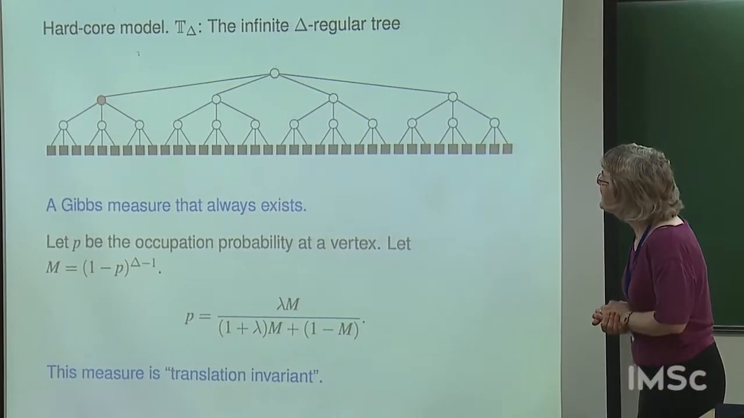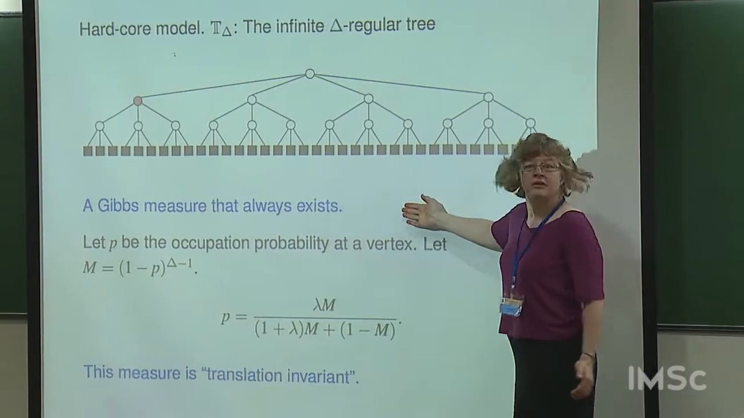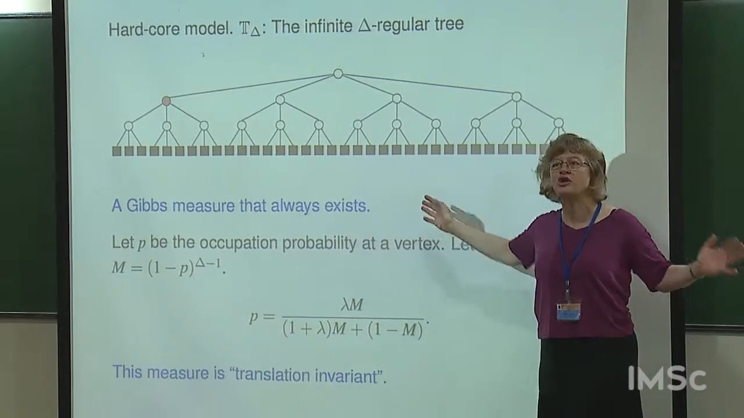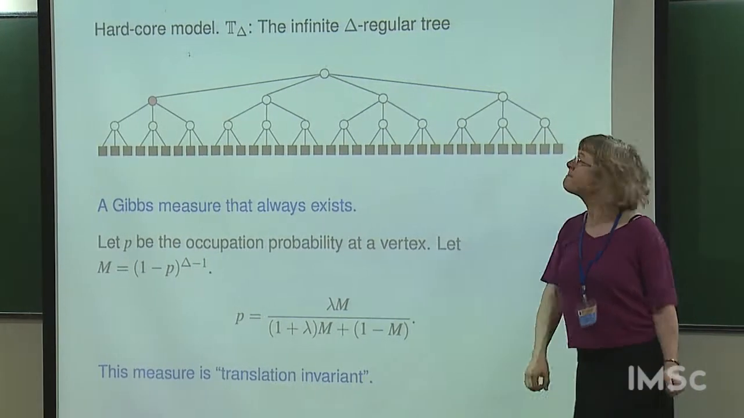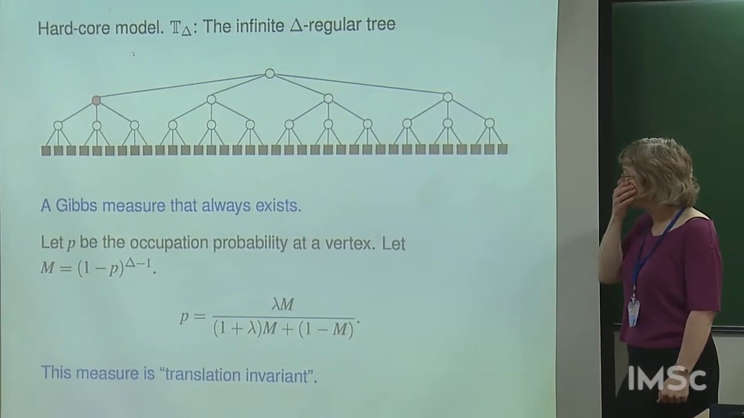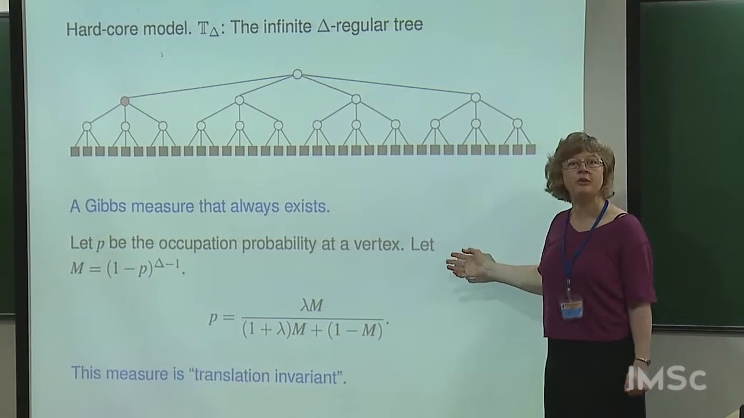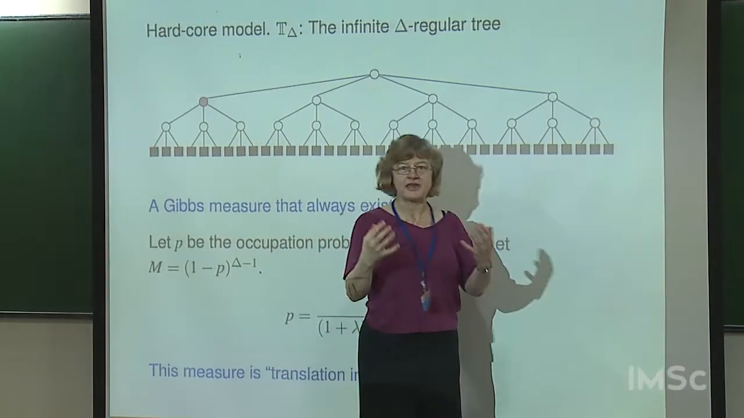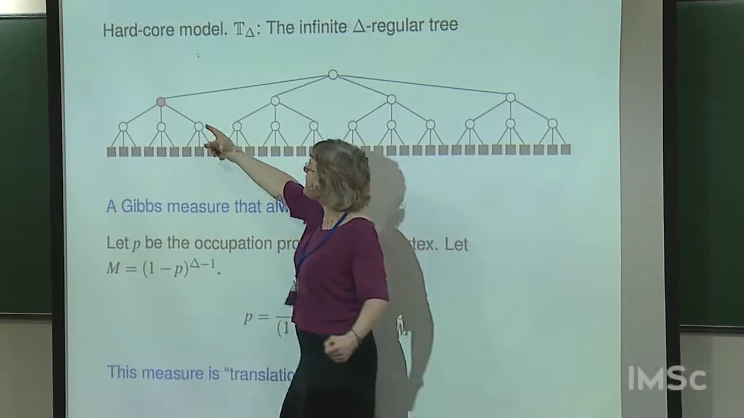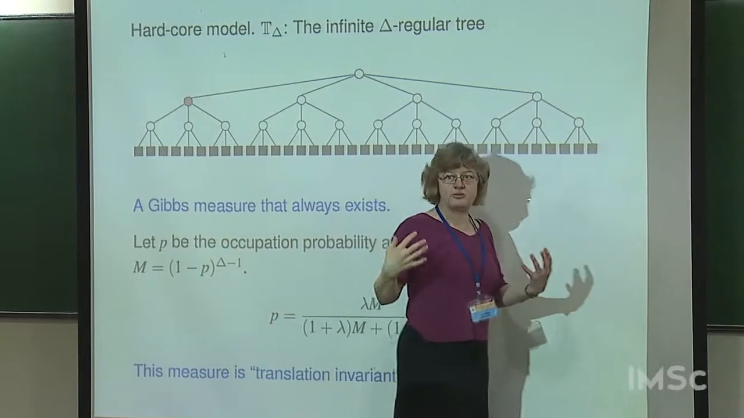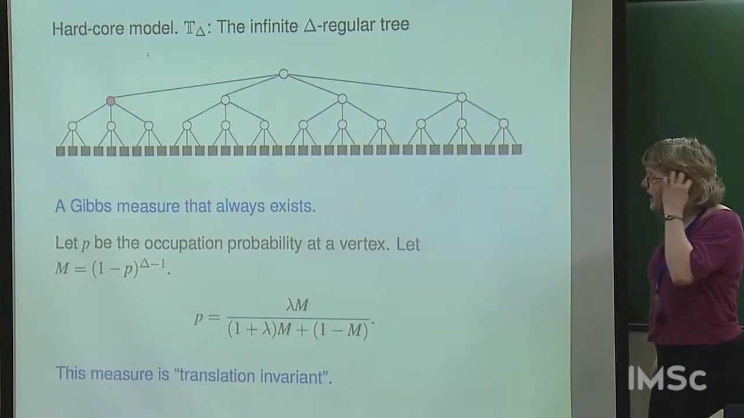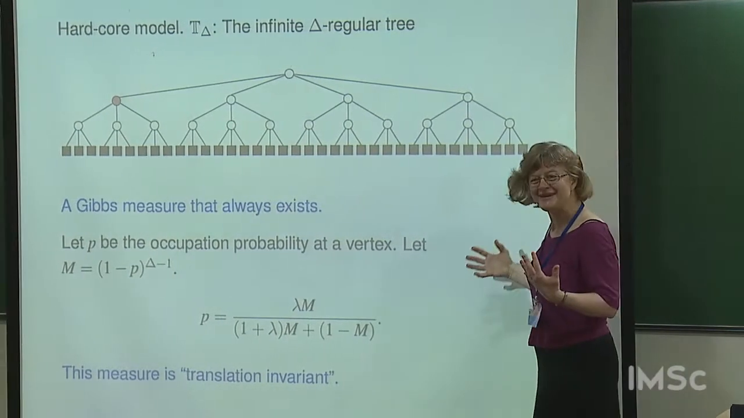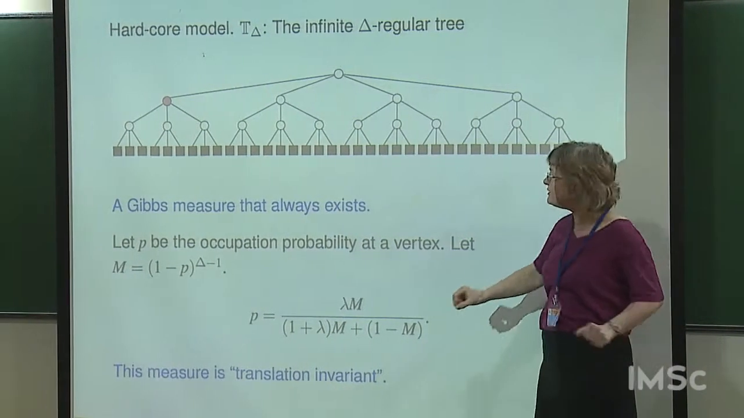Okay, let's first look at a particular Gibbs measure that always exists. I'm going to show you a Gibbs measure that exists on this tree. What I'm going to do is look at the occupation probability at a vertex in the tree. I colored that vertex red, so we're going to think about him and try to calculate his occupation probability. I know this is completely non-rigorous, but we're just going to do it anyway, so you're probably going to let me. So I want to think about this infinite tree.